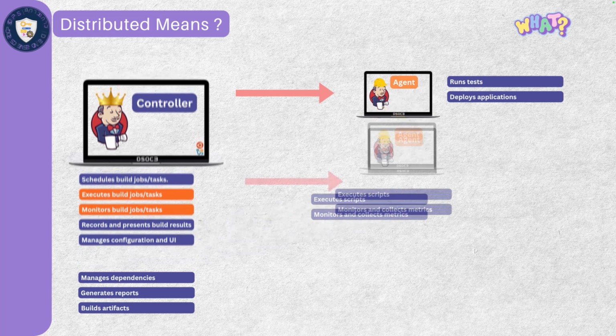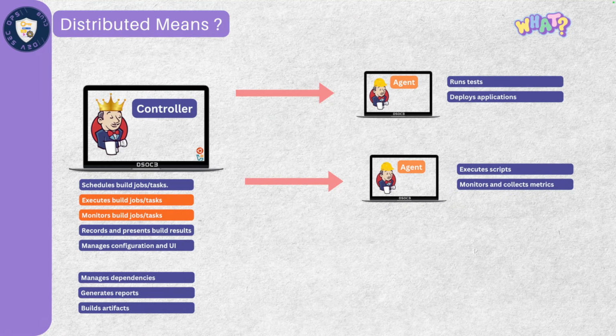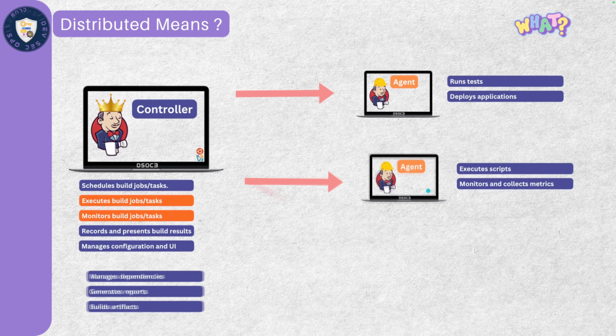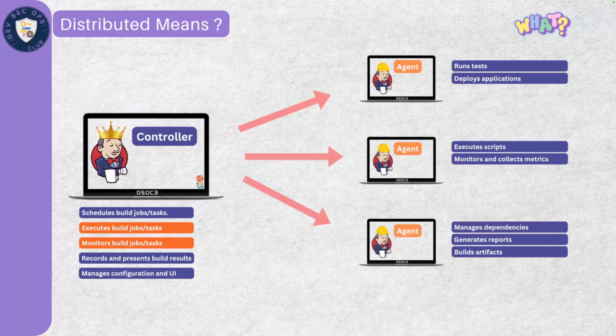When we add more machines, Jenkins works in a different way, because now it has more capacity. It decides, okay, I have already assigned this task to the first agent, now I can assign executing scripts or monitoring and collecting metrics to agent 2. Similarly, it does the same thing when we have more machines: managing dependencies, generating reports, building artifacts. These can be anywhere, but it is decided by Jenkins.